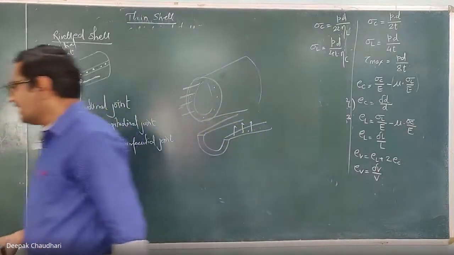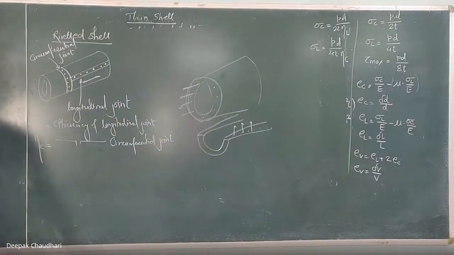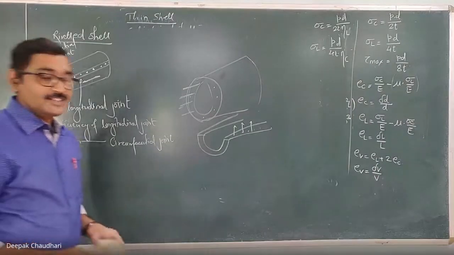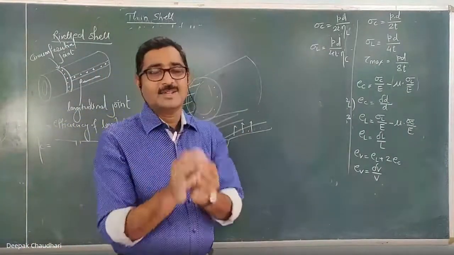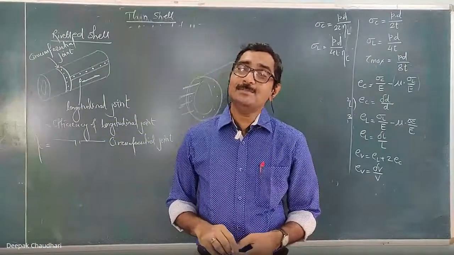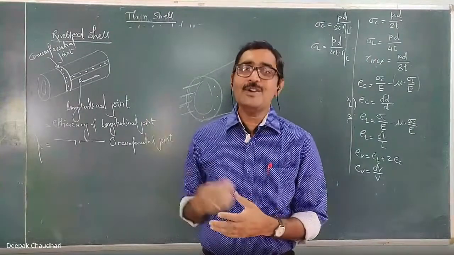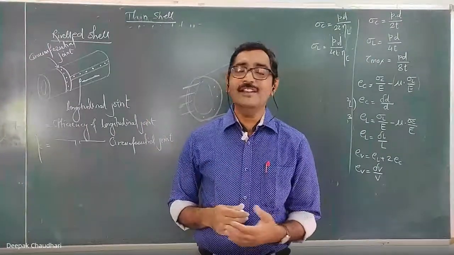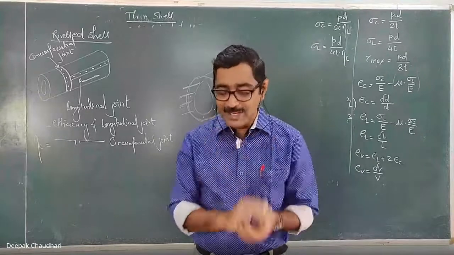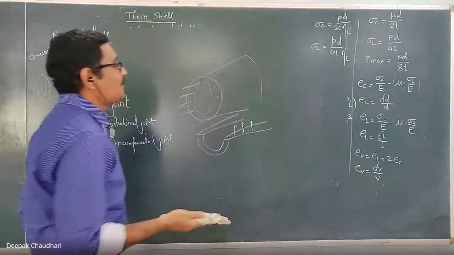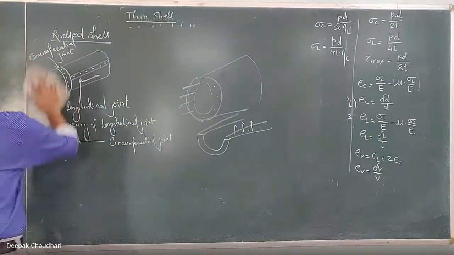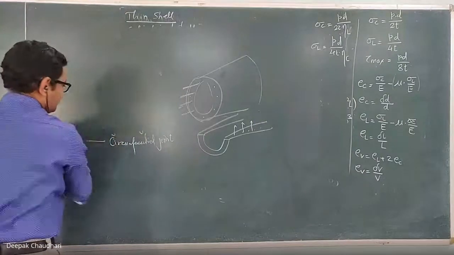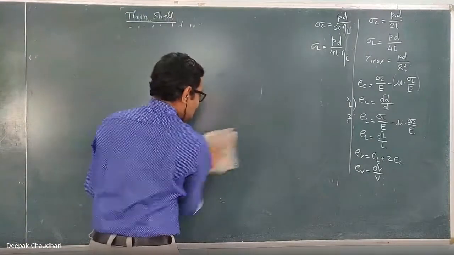Then the next part is the spherical shell. Here, spherical pressure vessel. Till now we have studied the cylindrical pressure vessel. Now if there is a spherical pressure vessel, how do we find out the stresses and the change in dimension in a spherical vessel?